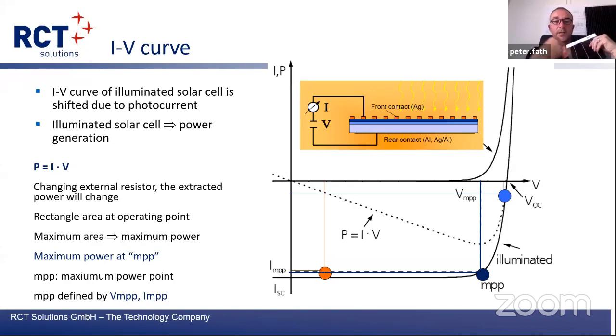We have a voltage and a current flow, and we can generate electrical power. You can see it in this curve, and we have a maximum power point. This is very important to mention. At a certain voltage, the maximum power comes out of our solar cell and our solar module. So we always have to try to keep our solar module at the maximum power point.